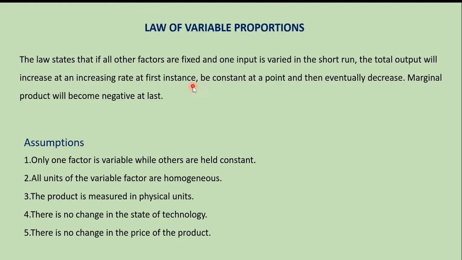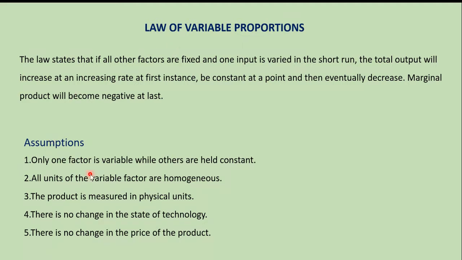So what are the assumptions for the law of variable proportions? You might be wondering what is marginal product and total product. I will be explaining it in the next slide. As already mentioned in the first chapter, all economic laws are based on assumptions. So what are the assumptions for the law of variable proportion?